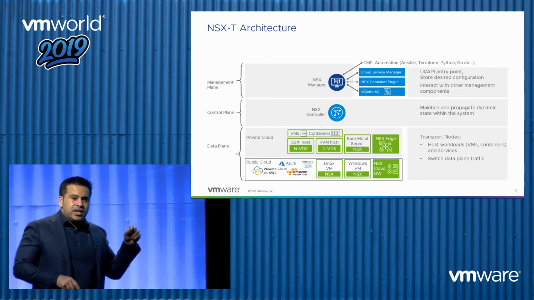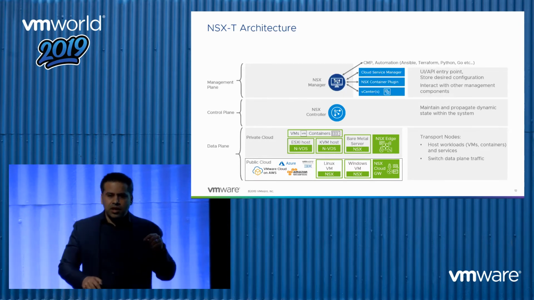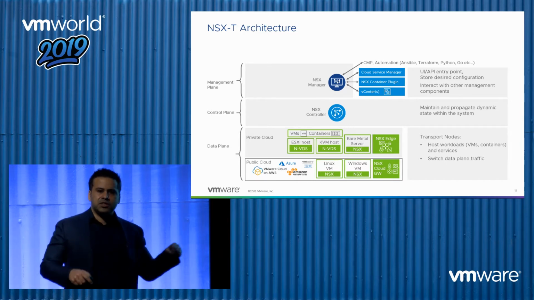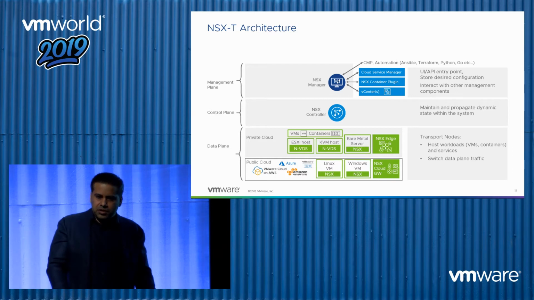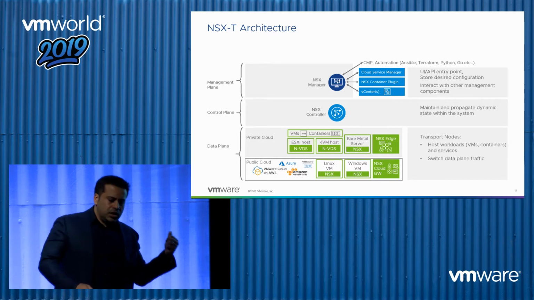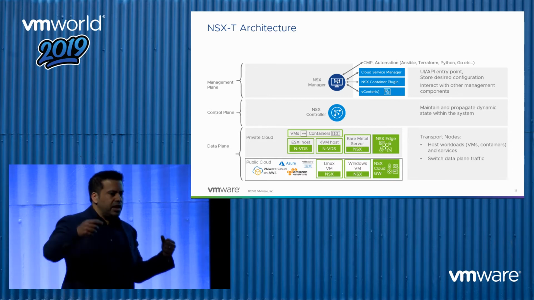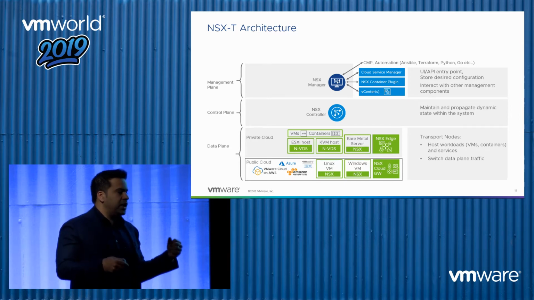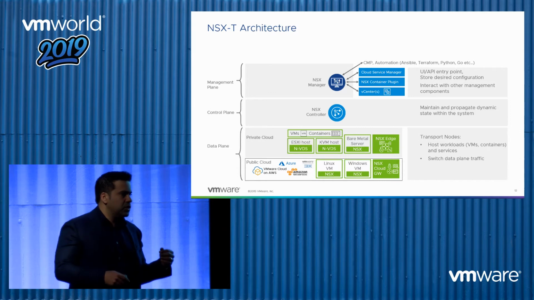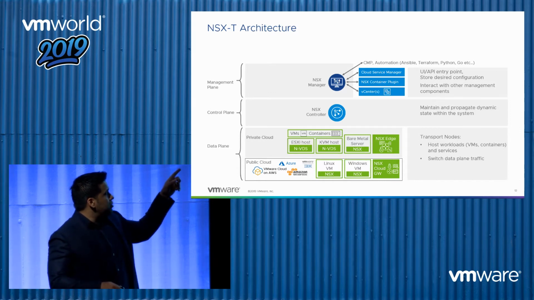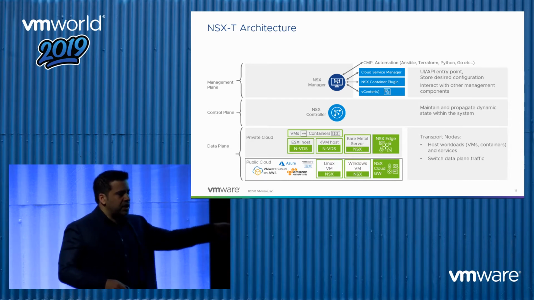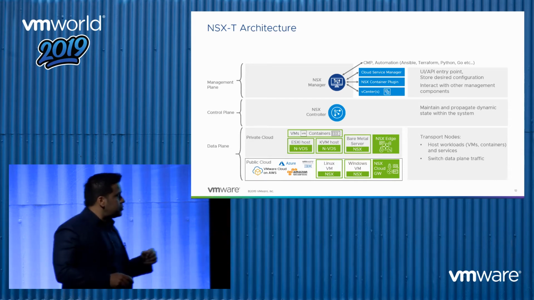On the top, we have NSX Manager, which is the UI or API endpoint. This is where you configure stuff. This is where you store your desired configuration. This is the place where you would integrate with vCenter or any other compute platform, like OpenStack. We have some inbuilt plugins like NCP. This is how it integrates with Kubernetes.